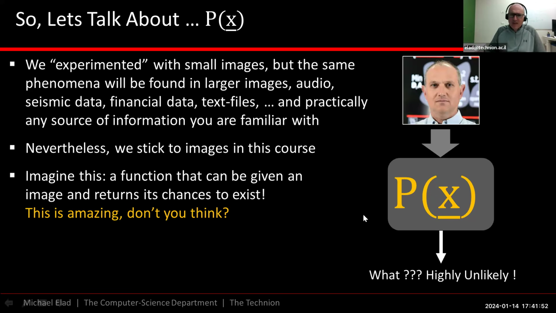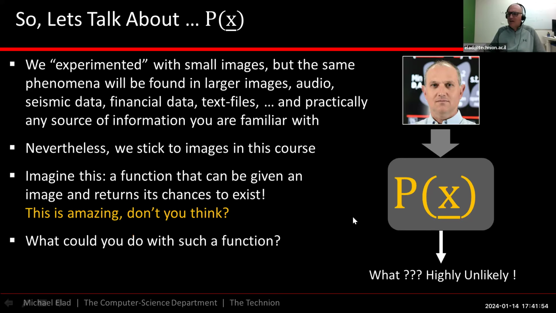The question is, what can you do with this function? And the answer is everything. This function is the center of everything we do in machine learning, in image processing and signal processing. And now let me spend several minutes convincing you that this claim is actually true. So assume that you have images and you do know P of X, and let me show you what you can do with it.